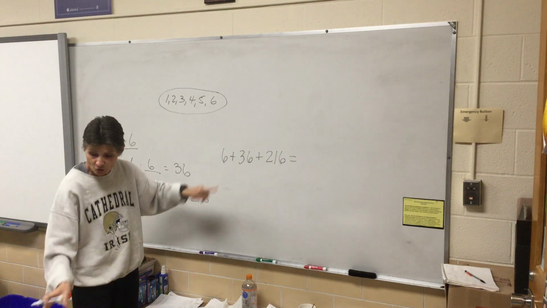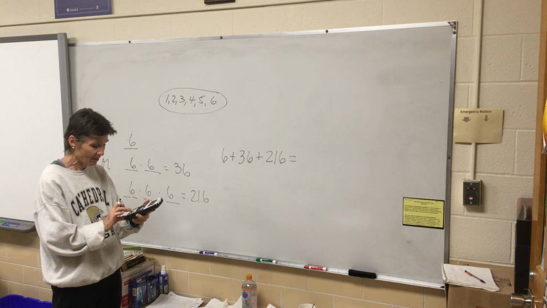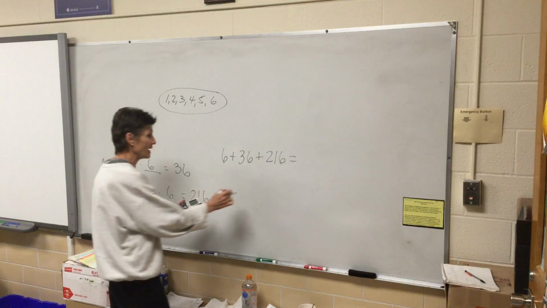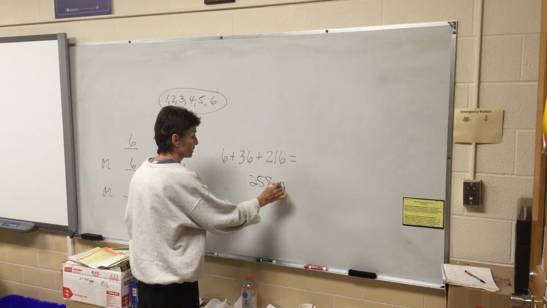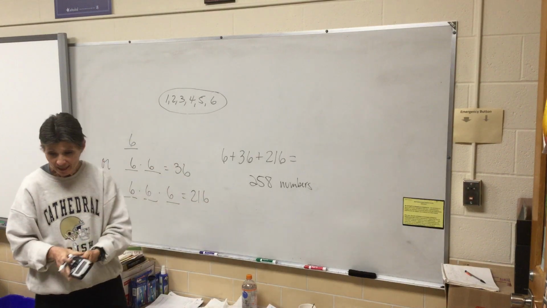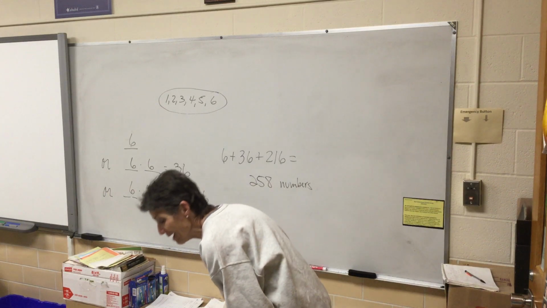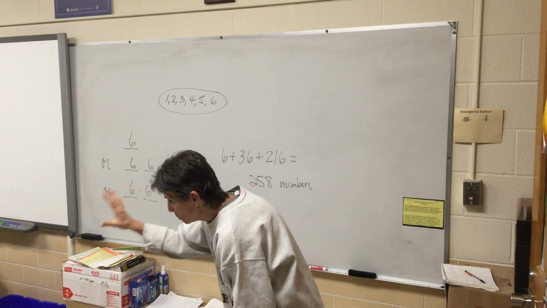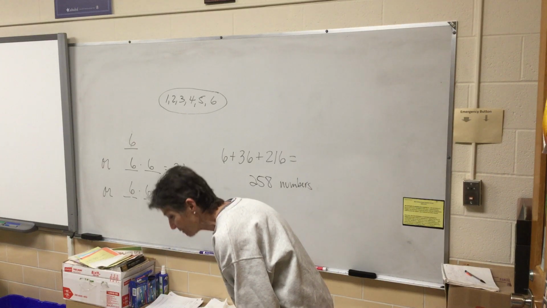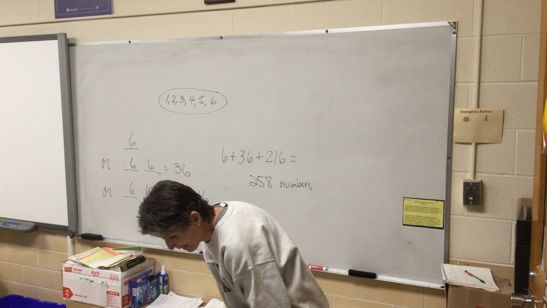That's this. So the final answer to the problem, how many you can make all together, is 258. So there are 258 numbers that you can make all together. Whenever you have this many ways to do it or this many ways to do it, you have to add. To find the total, you're going to add.